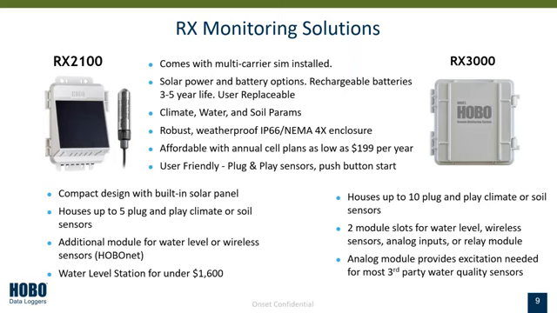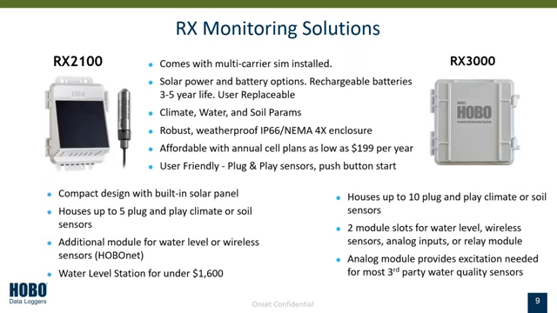Both RX stations can be solar powered. We have different options: 5-watt, 15-watt solar panels, or even built in. And they come with rechargeable batteries that will last about 3 to 5 years, and those are user replaceable. Once they've gone their life, you can just purchase them right through Onset. They're pretty inexpensive. I think the RX 2100 battery runs around $39.